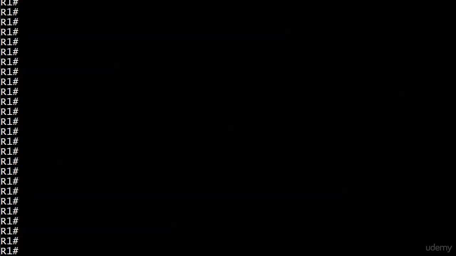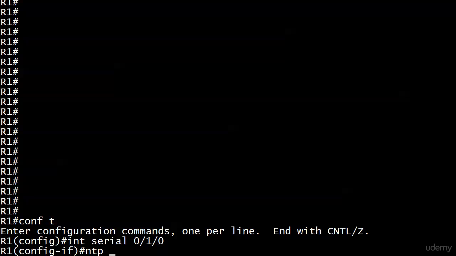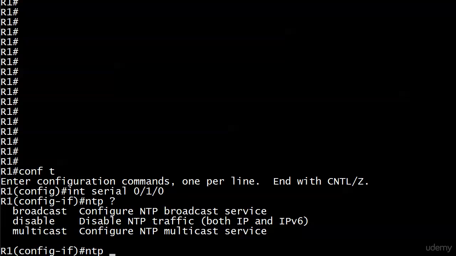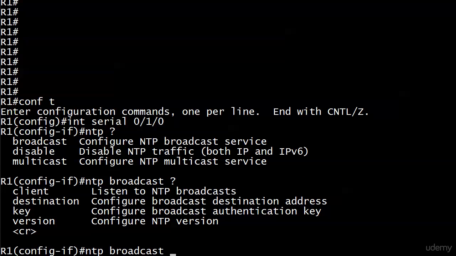And the reason I say a given interface is that this is an interface level command. So if you start looking for it with NTP ? help, it's not going to work. What you need to do instead is go into the interface and use ? help here. Under the interface, we have broadcast, and then we have some options and the CR. So we know this is a legal command by itself.